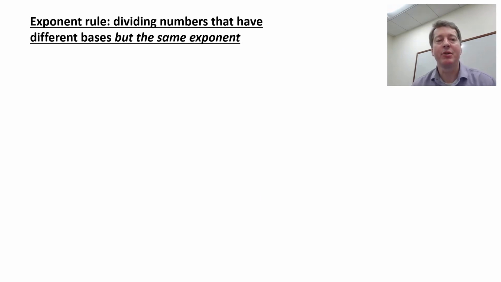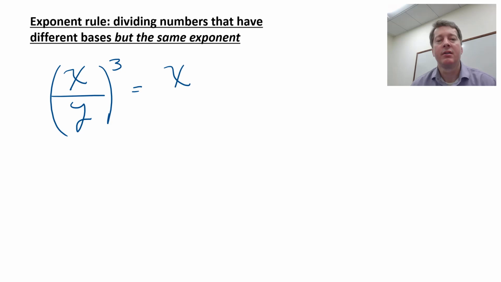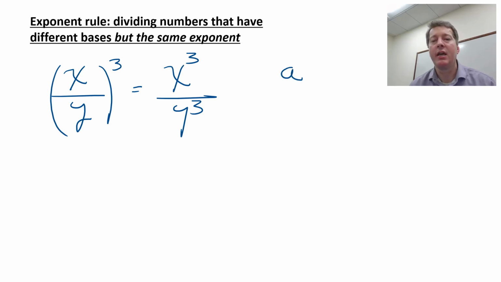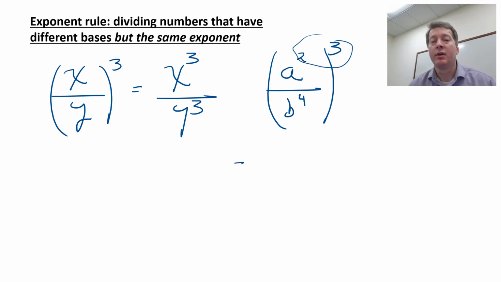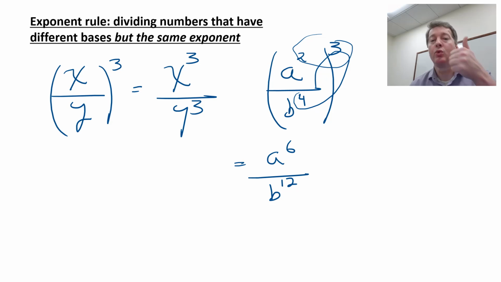Let's talk about dividing numbers that have different bases but the same exponent. So what do I mean? Suppose you had (x over y) cubed. That is the same thing as x cubed over y cubed. You cube the top and you cube the bottom. Suppose I had (a squared over b to the 4th) cubed. Well, a squared cubed is a to the 6th, divided by b to the 4th cubed, which is b to the 12th. So you cube the a squared and you also cube the b to the 4th.